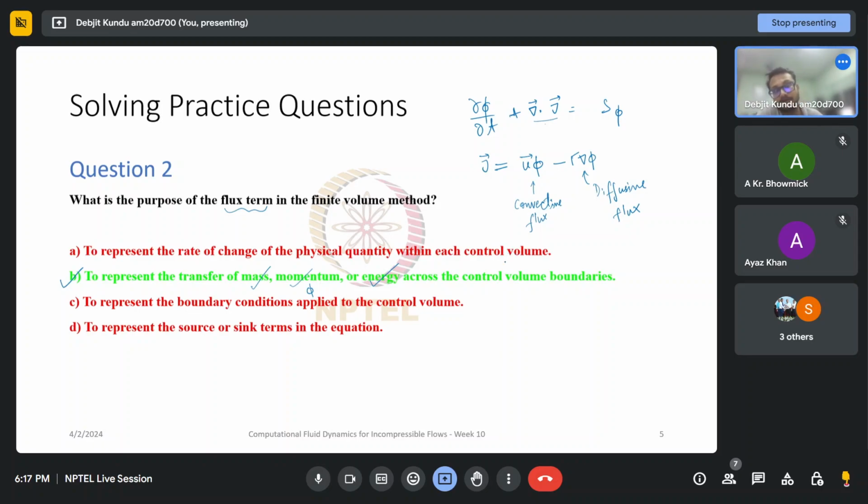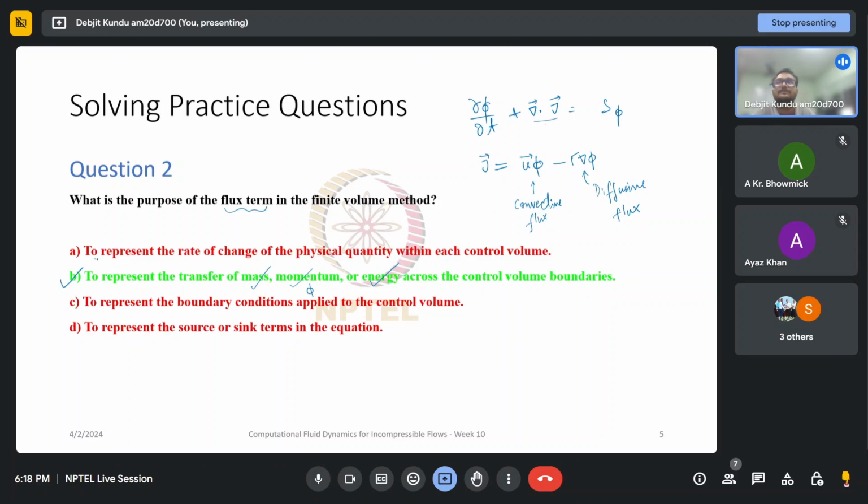It could be anything like, what else? I think I've listed all the terms which I know. So, in case of a multi-phase flow, the discrete phase concentration could also be such a quantity being convected, and not only convected plus diffused, so a flowing quantity. So the flux term represents this.